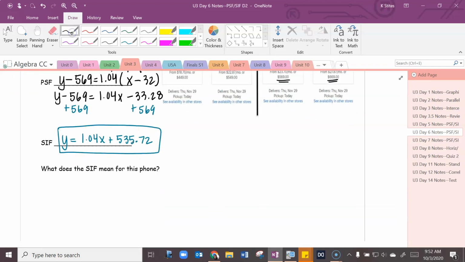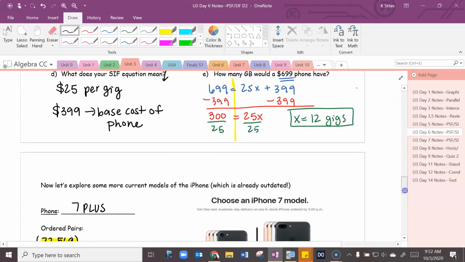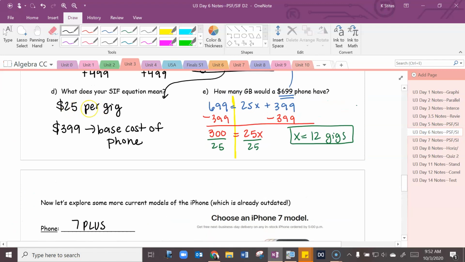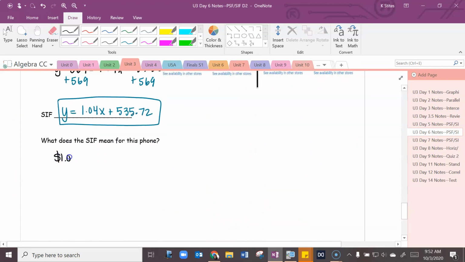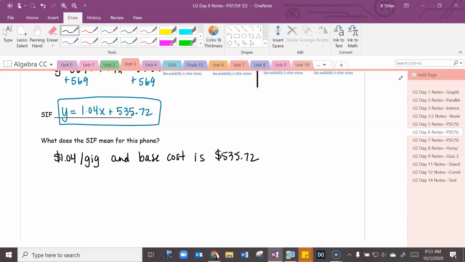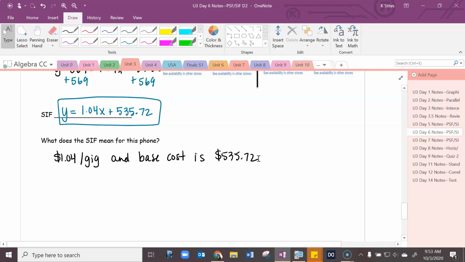Okay, so now let's explore what this means. With the original iPhone, it was a $25 per gig price with $399 for the base cost of the phone. But what this is telling us is that it's only $1.04 per gig, and our base cost for the phone has now upped to $535. Okay, so we can see the price per gig has gone way down, but the starting cost of the phone has gone way up. Look at that. Who knew that cell phones had to do with linear relationships? And now you know.